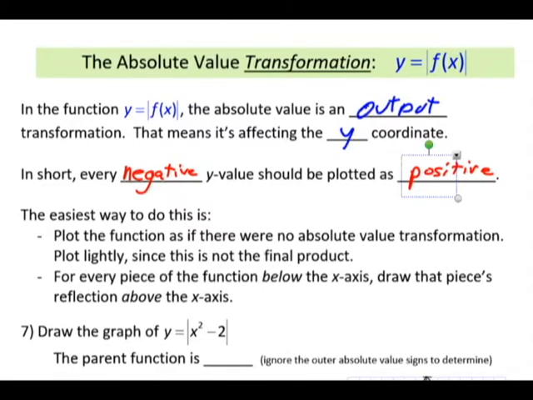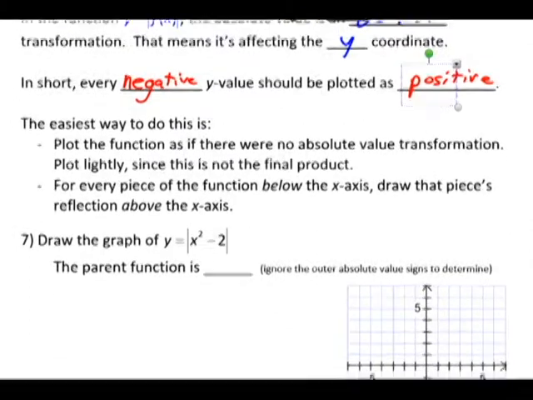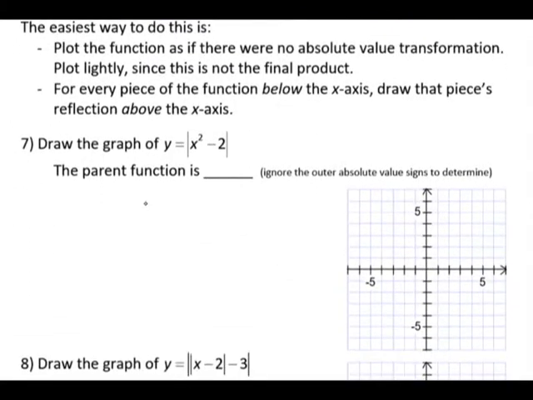Here's our how-to. We're going to start by ignoring the absolute value signs. I'm going to draw this very lightly, and you can too in pencil. Just make sure I know that this isn't your final answer yet. X squared minus 2 is simply a parabola that's been downshifted by 2 units. So our parent function really is x squared.